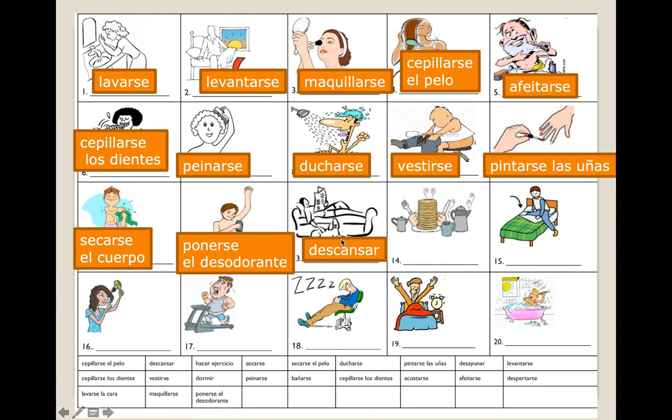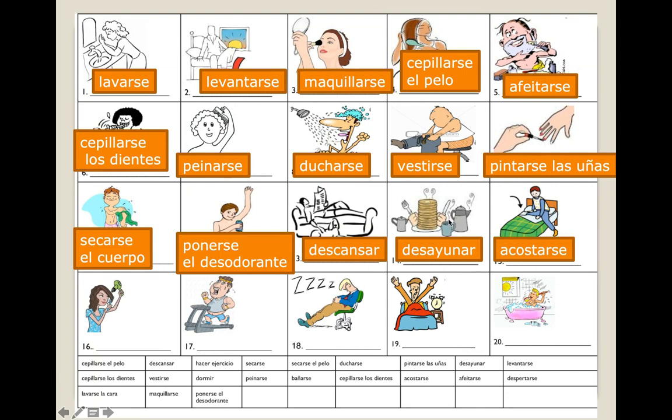Descansar, to rest. Desayunar, to eat breakfast. This is literally the verb to eat breakfast. Now, could you say comer desayuno, to eat, and then the noun breakfast is desayuno? Yes, you could also say that. But desayunar is the way to put it as a verb. Just like almorzar is to have lunch and cenar is to eat dinner. These are verbs to specifically mean those meals that you're eating. Okay.